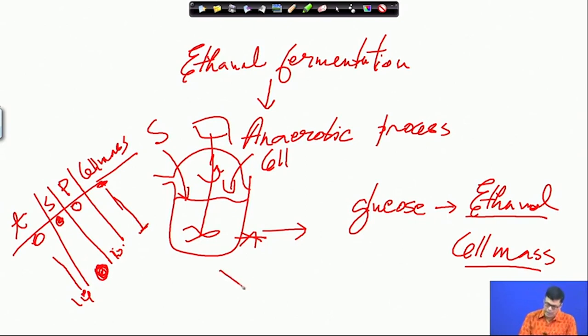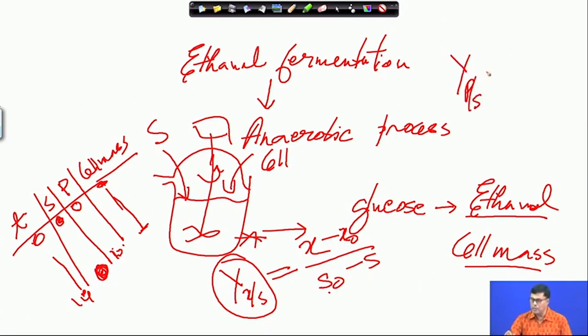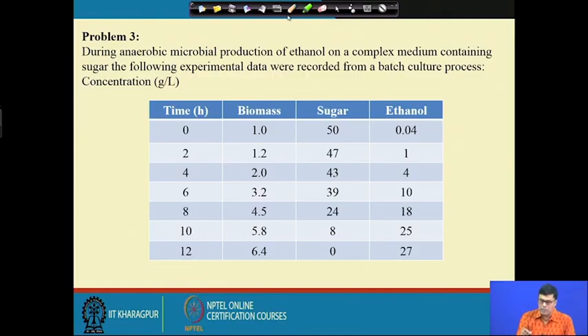Now here we can easily calculate the X by S value. How can you calculate it? If you know the final X value, and we know the initial X0 value, and we know the S0 minus S value, where S0 is the initial substrate concentration and S is the final substrate concentration, then we can easily find out the biomass yield. Similarly, I can calculate Y P by S. That we can also calculate. It is P minus P0 divided by S0 minus S. So I can easily calculate the product yield. This is how the formula looks.